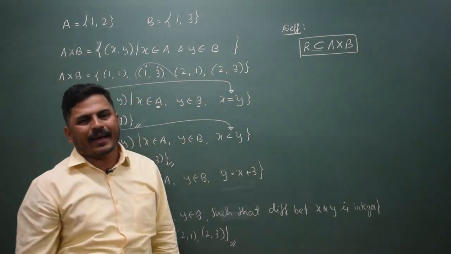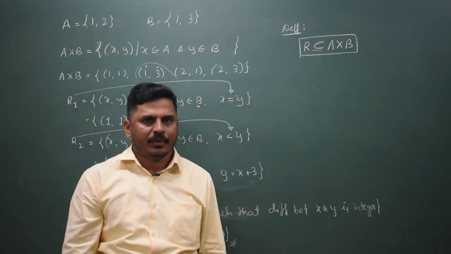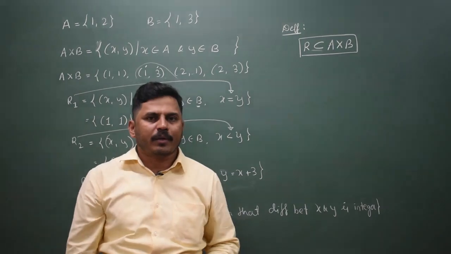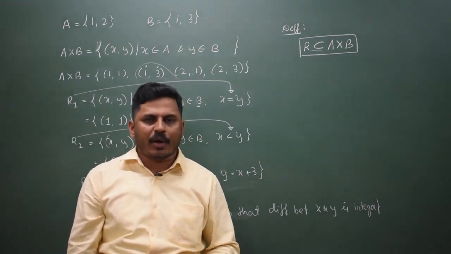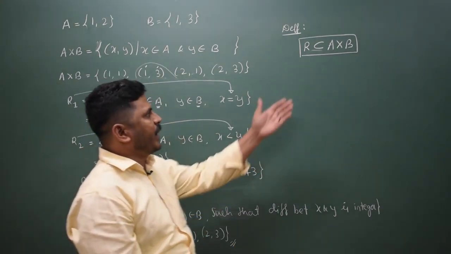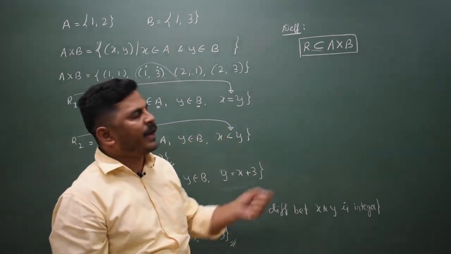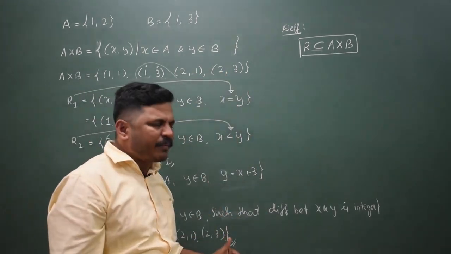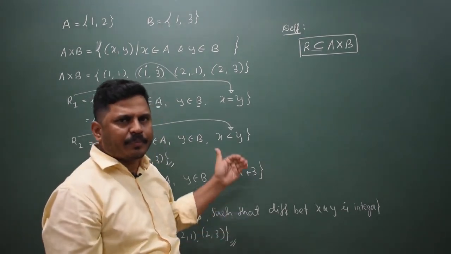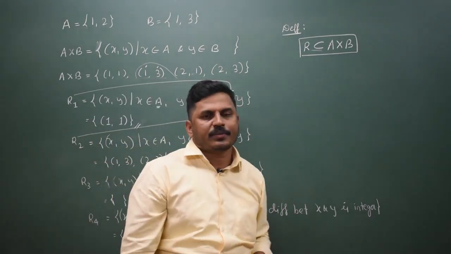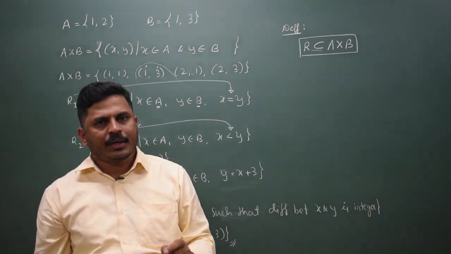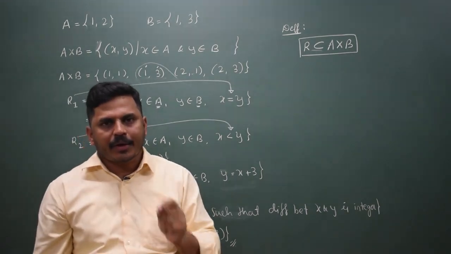Sometimes we can say A and B are non-empty sets. Otherwise, R also becomes an empty relation. Okay? If A is non-empty and B is non-empty, then A cross B is non-empty. Then all the subsets of A cross B are called the relations. Relations are the subsets of A cross B.